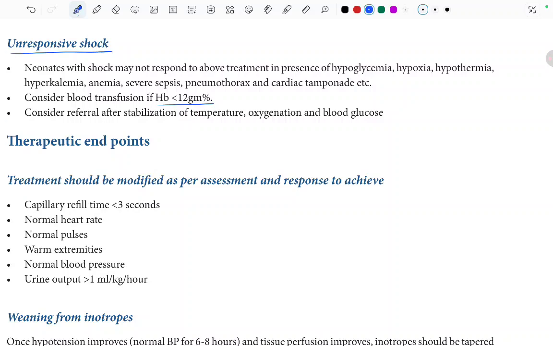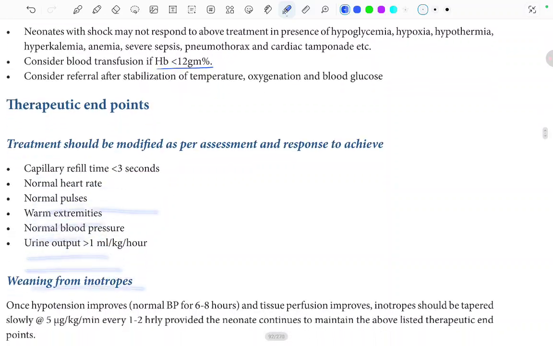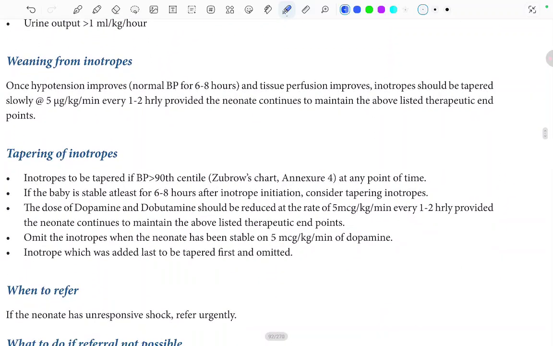Now coming to the therapeutic endpoints. Treatment should be modified as per the assessment and response to achieve a capillary refill time of less than 3 seconds, normal heart rate, normal pulses, warm extremities, normal blood pressure and urine output of more than 1 ml per kg per hour. Weaning from the inotropes: once hypotension improves, with normal blood pressure for 6 to 8 hours and improved tissue perfusion, inotropes should be tapered slowly at the rate of 5 microgram per kg per minute every 1 to 2 hours, provided the neonate continues to maintain the above listed therapeutic endpoints.